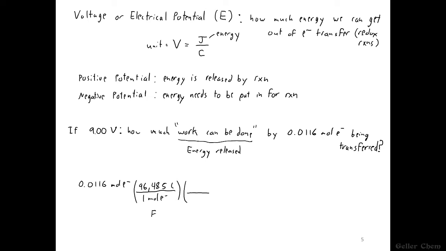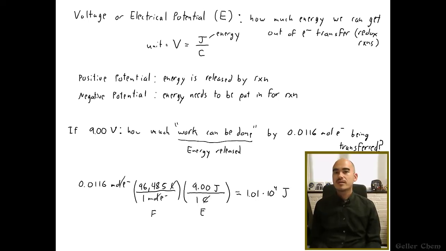And then, according to the problem, every coulomb of charge can release 9.00 joules of energy. That's what that 9.00 volts means, i.e. the electrical potential. And from here, it's just dimensional analysis, what we've been seeing so far. Solve it, we get 1.01 times 10 to the fourth, and we have nothing but units of joules. So when you first saw that 9.00 volts, you might have thought of one of these 9-volt batteries.